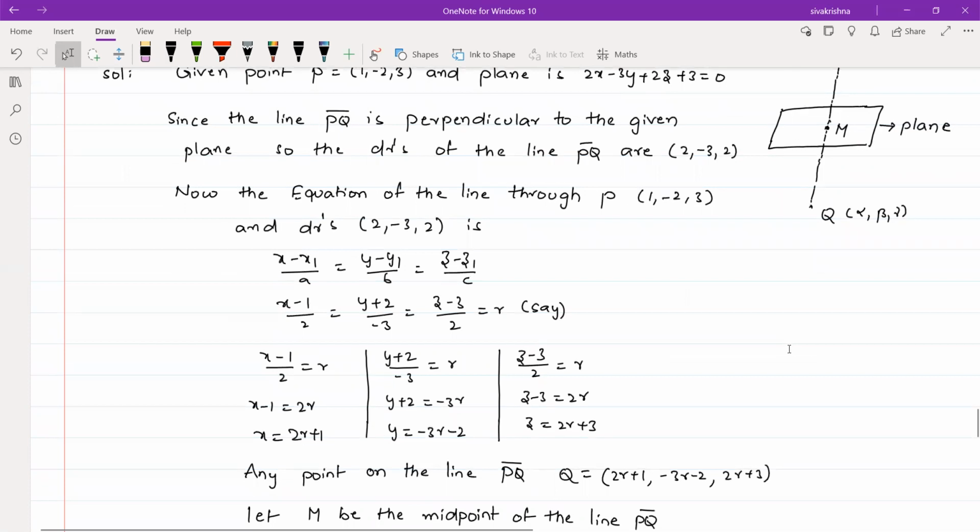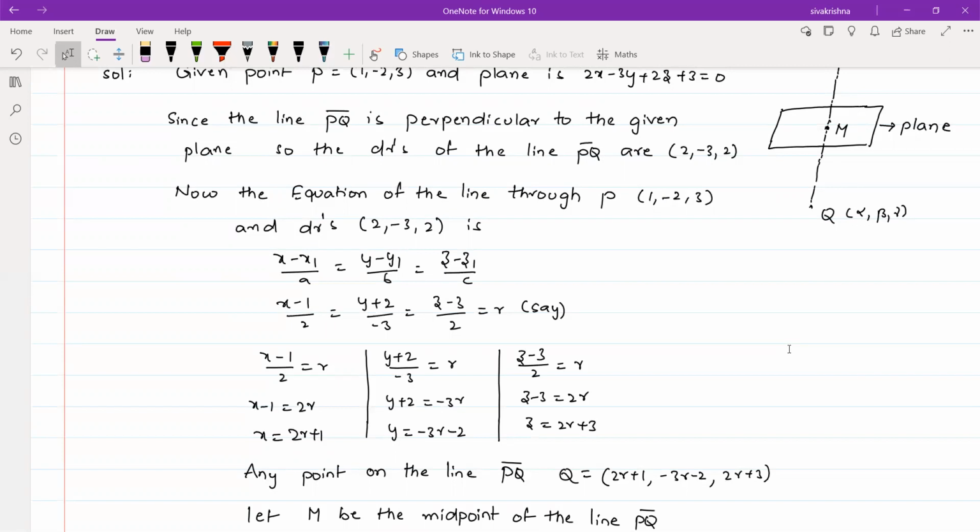After getting the equation of the line, we suppose that the line equation is equal to small r. By supposing that, we can get any point on the line. So I am writing any point on the line, which is Q, and Q is our required point. Since we suppose that Q is the image of the point, in that Q we have small r, which we have to find.